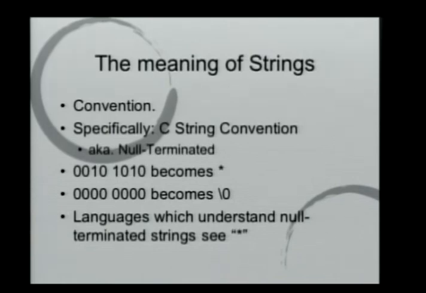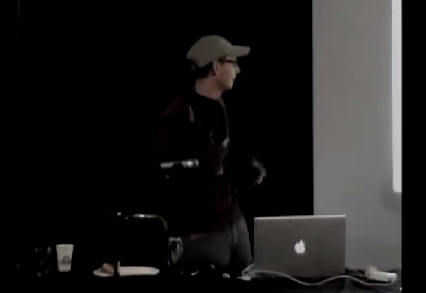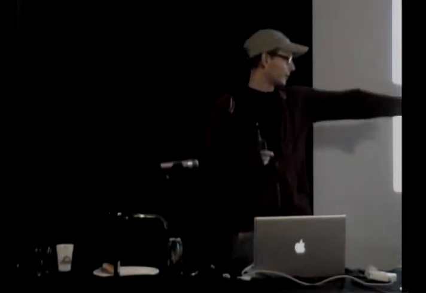So this 00101010 becomes the ASCII character star, okay? This 00000000 becomes \0, aka null terminated in a C binary. So languages which understand null terminated strings see this star quote. But in memory, it's all a bunch of zeros.